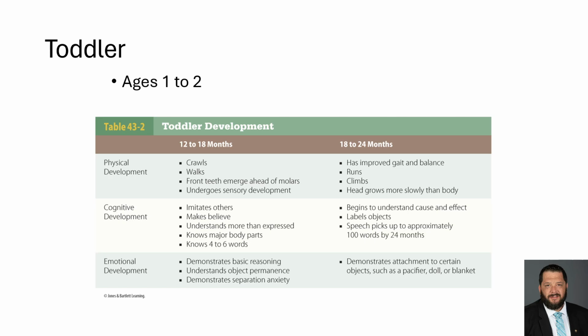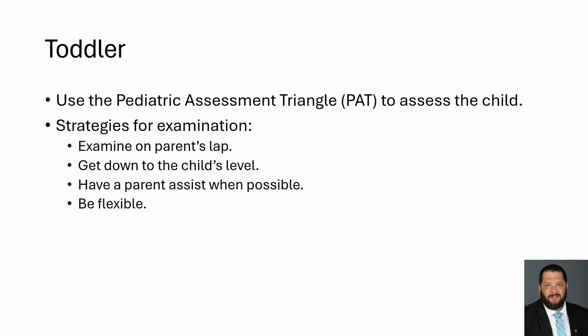By 2 years, they've got an improved gait and balance. They run and climb. The head does grow a bit more slowly than the body, and some of the physiologic changes we note is that in our younger patients, our birth to 2 year patients, the head is disproportionately larger than the body. The body begins to catch up by that 2 year mark and starts to equal itself out. They begin to understand things like cause and effect. Speech picks up at approximately 100 words or so by age 2, and they demonstrate attachment to certain objects such as pacifiers, dolls, blankets, toys, whatever they have found comfort in.